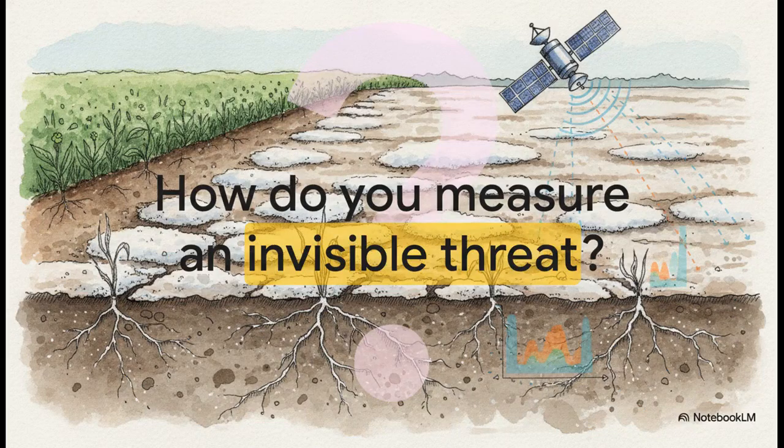Think about this for a second. How do you actually track a crisis that destroys entire crop yields but completely hides beneath the soil surface until it's way too late? I mean, unlike a massive forest fire or a flood, soil salinization just creeps in super quietly. By the time a farmer actually sees those white salt crusts popping up on their fields, the damage is already done. It's massive. So how do we catch it beforehand?